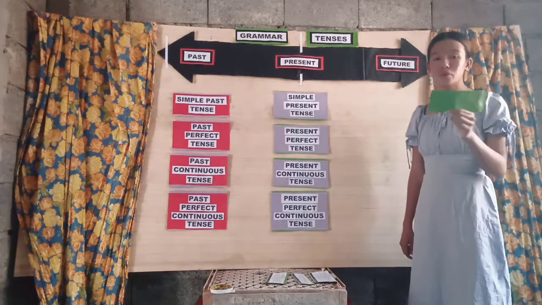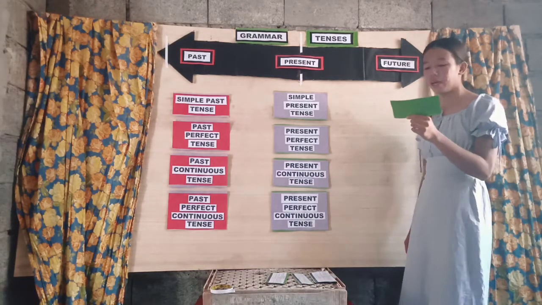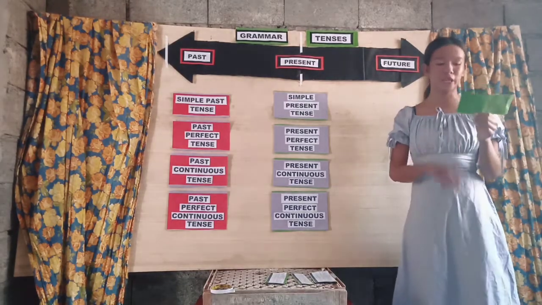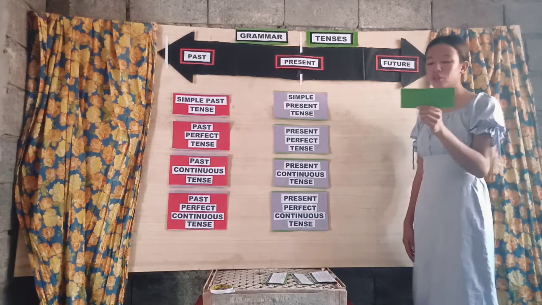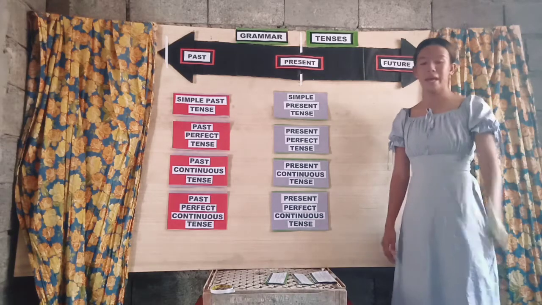The rule here is subject plus V1 plus an object. For example, the girls sing a song. Here the subject is girls, plural, and no change has been made to V1, the first form of the verb, and then the object.